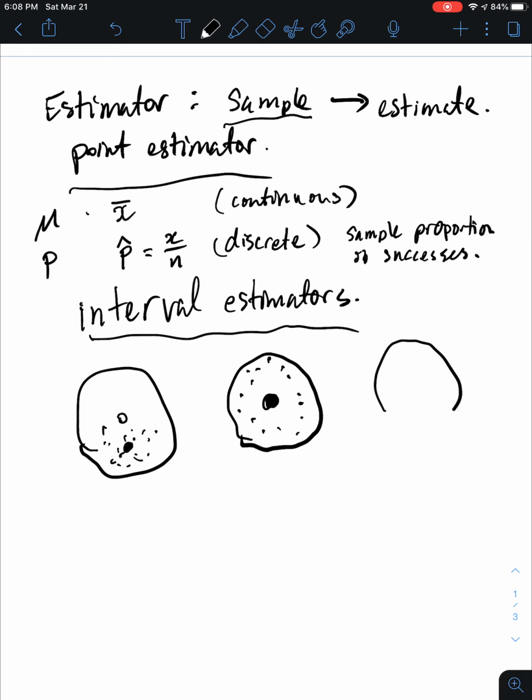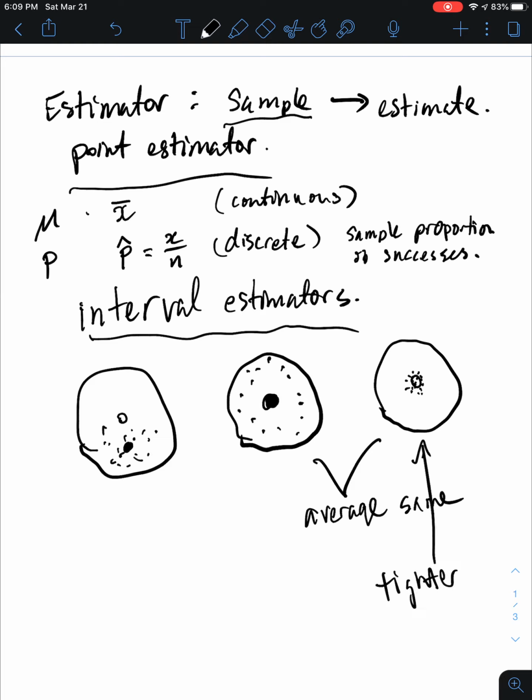So what you really need is something that doesn't just detect the average, but also detects the spread. So here is the kind of pattern that you might like to see. In this case, the average is the same in both cases, but the second one has a tighter spread. And we have a word for that. We have a concept. It's the variation or variability.